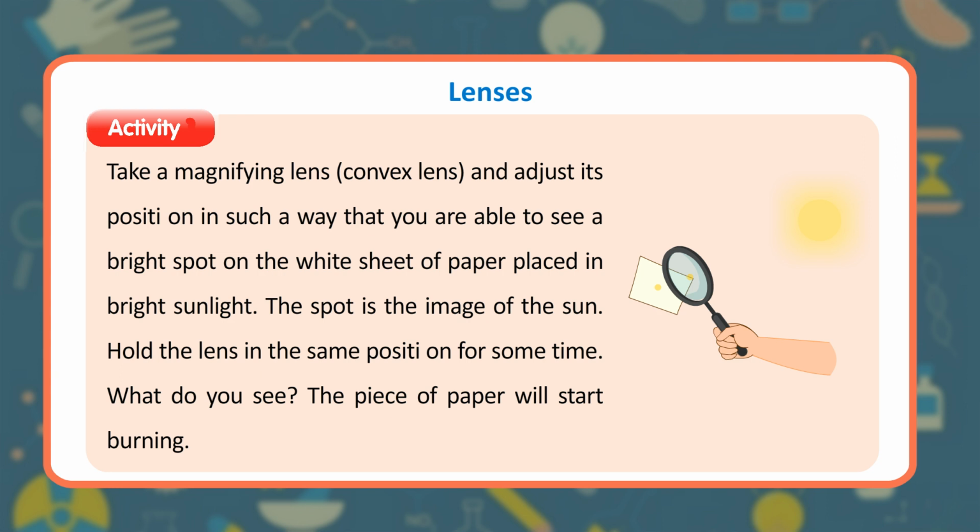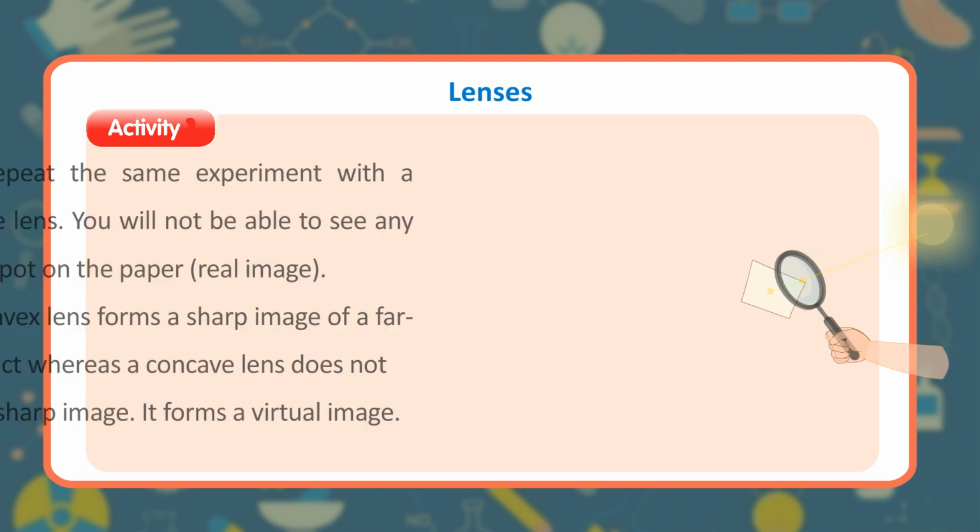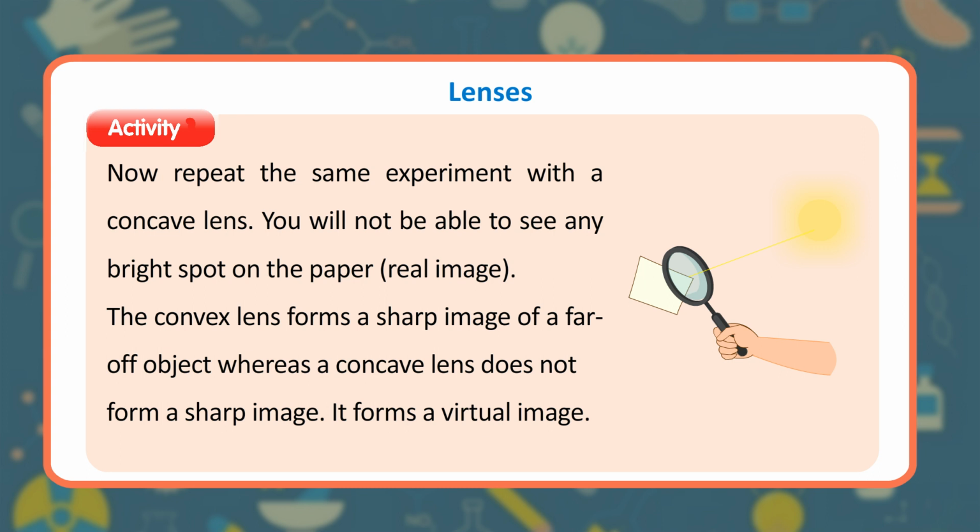Hold the lens in the same position for some time. What do you see? The piece of paper will start burning. Now repeat the same experiment with a concave lens. You will not be able to see any bright spot on the paper, real image.